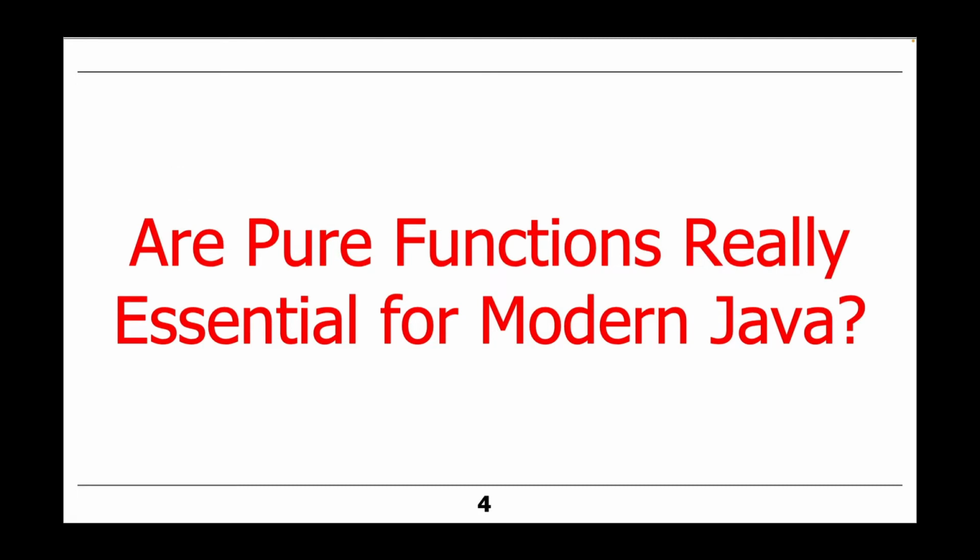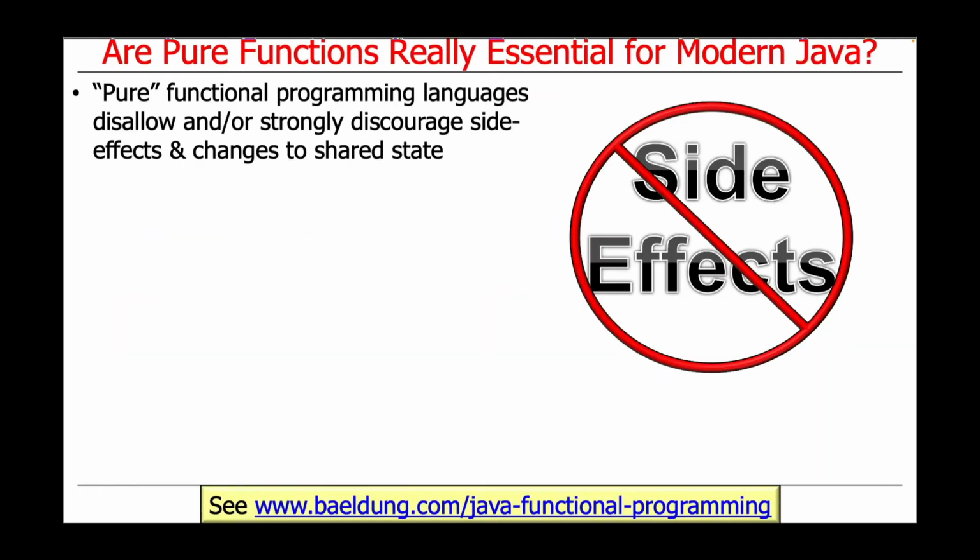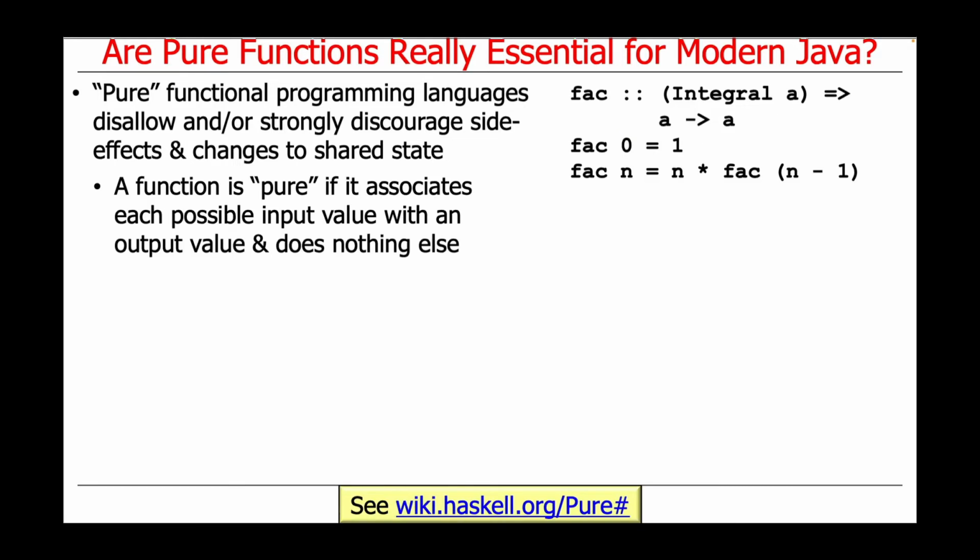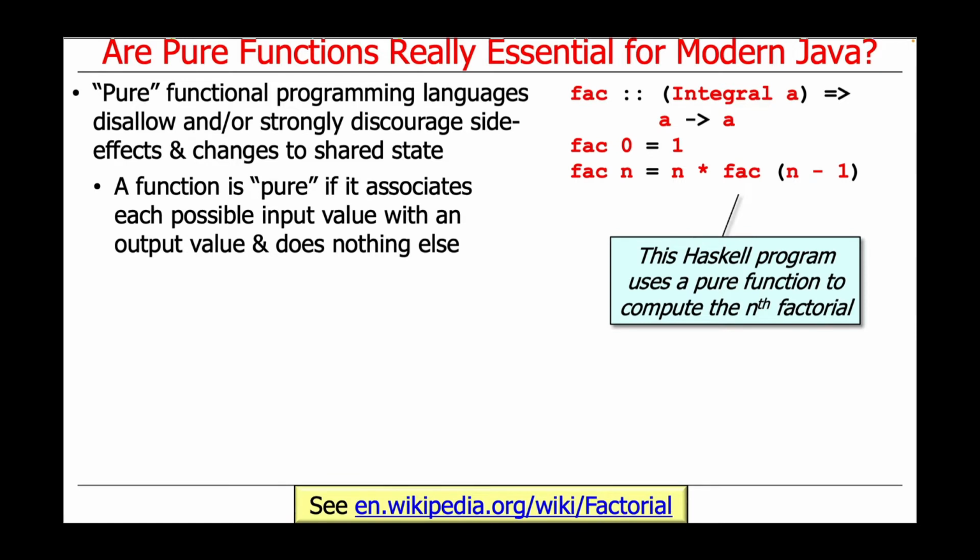We'll start our discussion by answering the question, are pure functions really essential for modern Java? As we've discussed in previous lessons, pure functional programming languages disallow and/or strongly discourage side effects and changes to shared state. A function is considered pure if it associates each possible input value with an output value and does nothing else. For example, this Haskell program uses a pure function to compute the nth factorial, which is the product of all positive integers less than or equal to n.